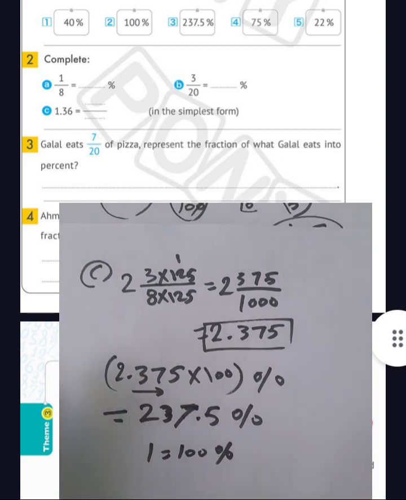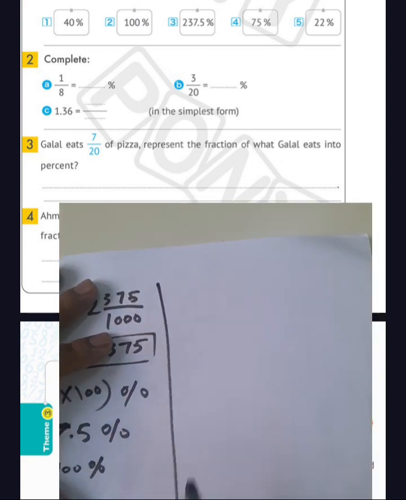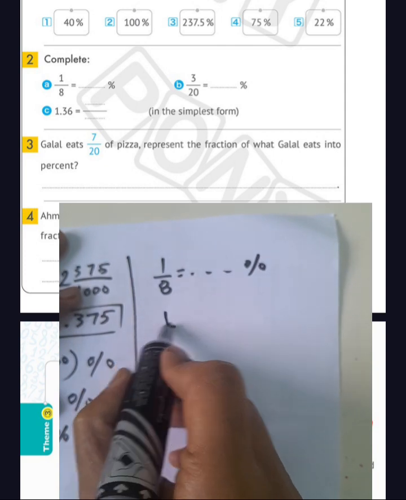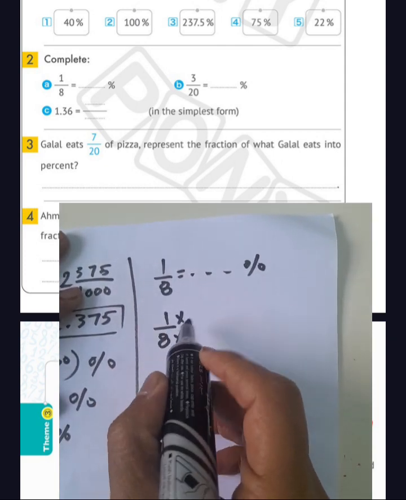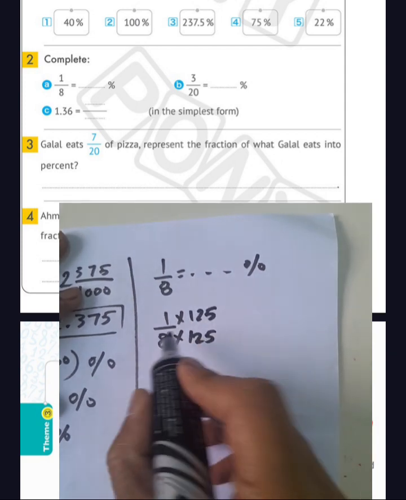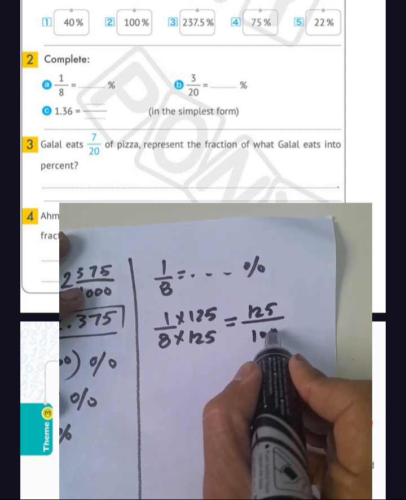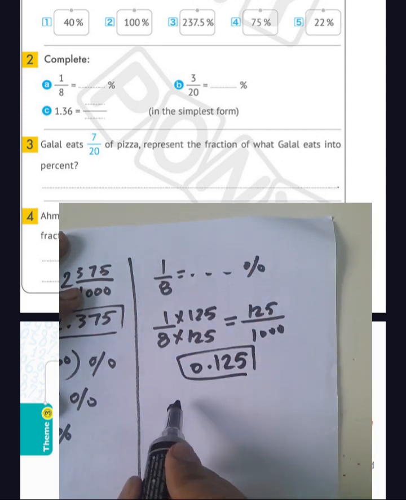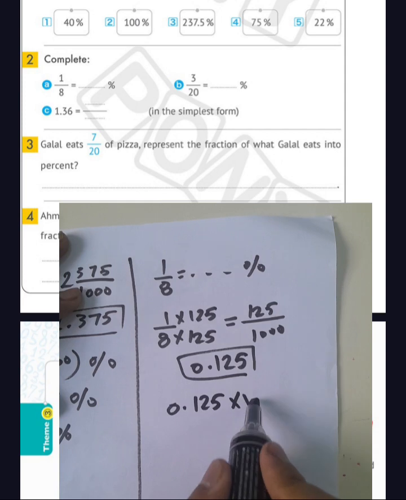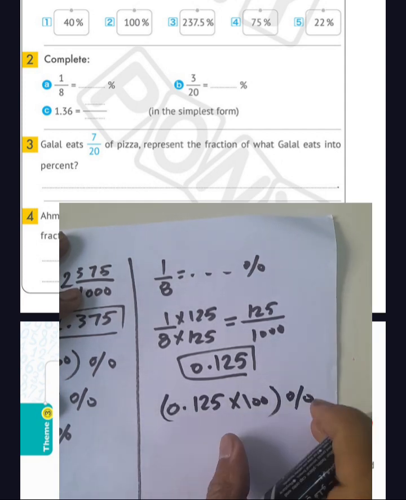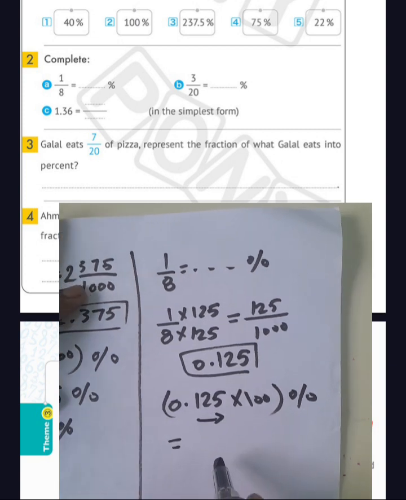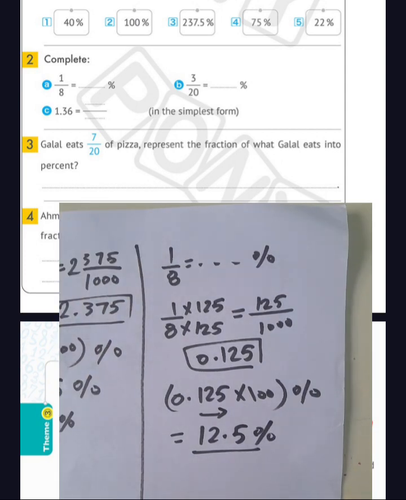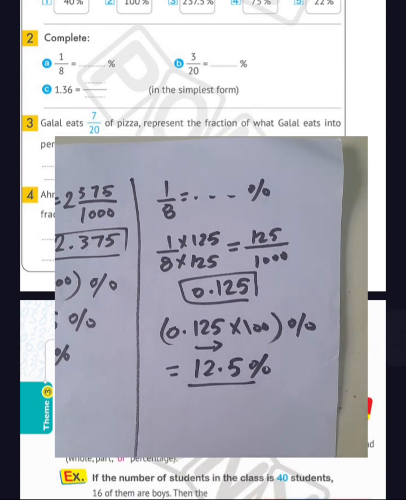1 over 8. Convert to percentage. We know 1 over 8, multiply the numerator and denominator by 125. To convert this number to decimal, it will be 125 over 1000, then the result will be 125 thousandths. To convert this number to percent, multiply by 100, and then you must move the point right by 2 places. It will be 12.5. Then we have 12.5%. Understood? Next question.